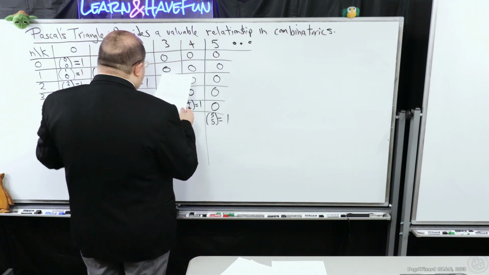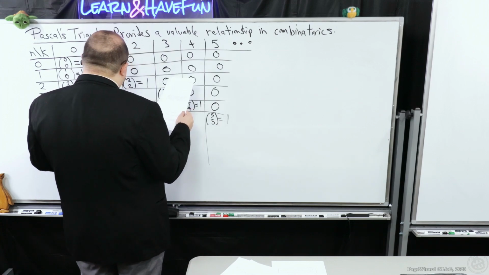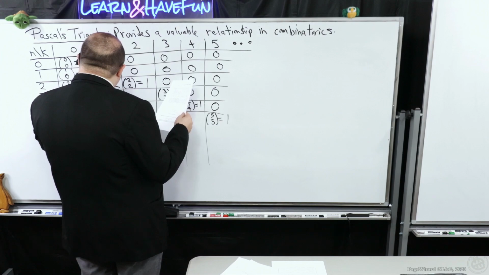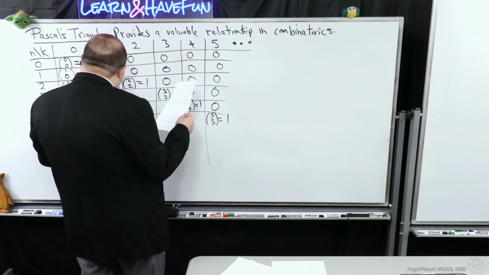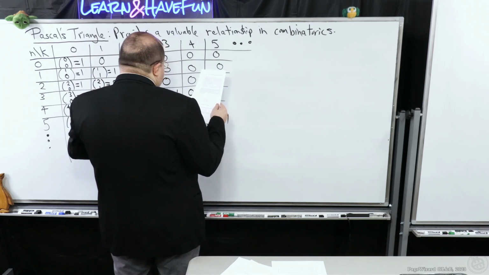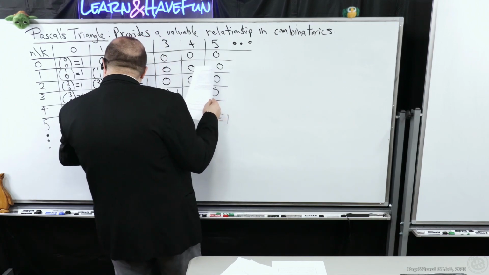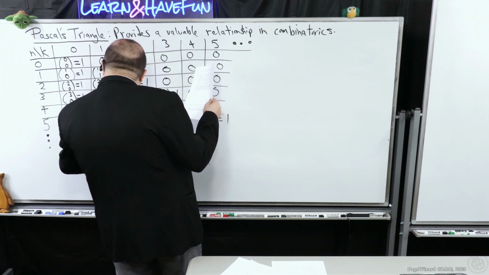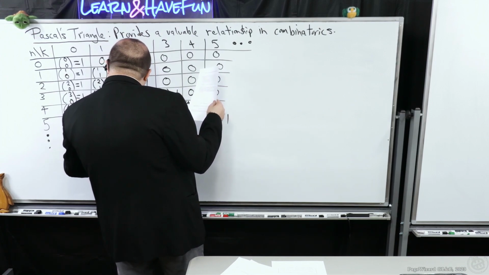And I can do the same thing in this entire column, right? You can see that it's just me picking 1 off from each of the elements and putting it in its own subset. So 3 choose 1 would just be 3. 4 choose 1 would just be 4. 5 choose 1, that's just 5.